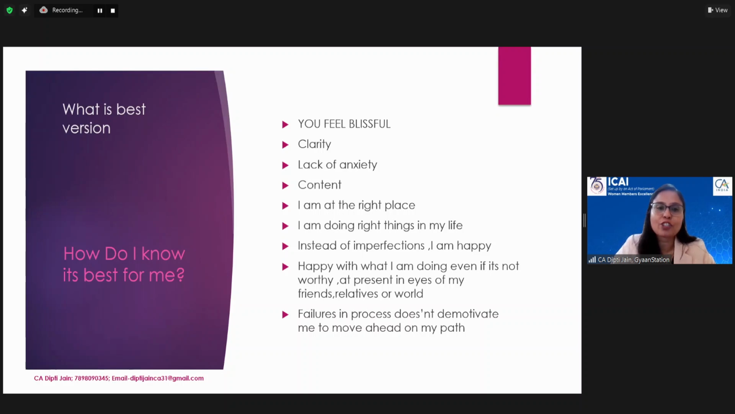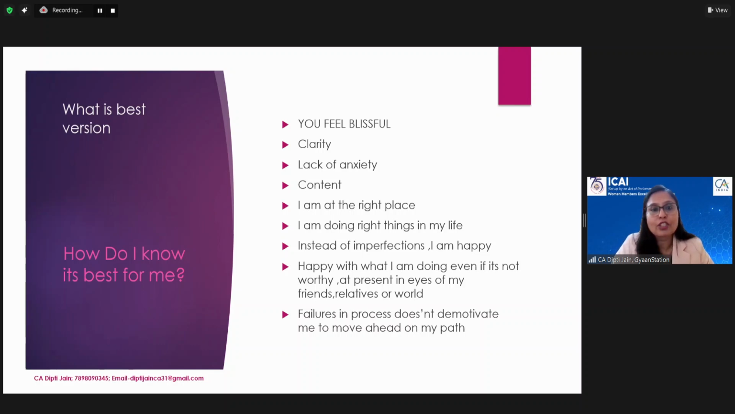But follow your conviction, follow your passion, instead of worrying about imperfections. Though I'm not good at that task, I'm happy doing it. I'm ready to change myself. I'm ready to improve myself. Next, be happy with what I'm doing, even if it's not worthy at present in the eyes of friends, relatives, or the world. I'm following some passion of mine, though it doesn't look worthy in front of other people, but one day will come when your passion will give the result. That is what Steve Jobs said, follow your passion. Failures in the present shouldn't demotivate you.